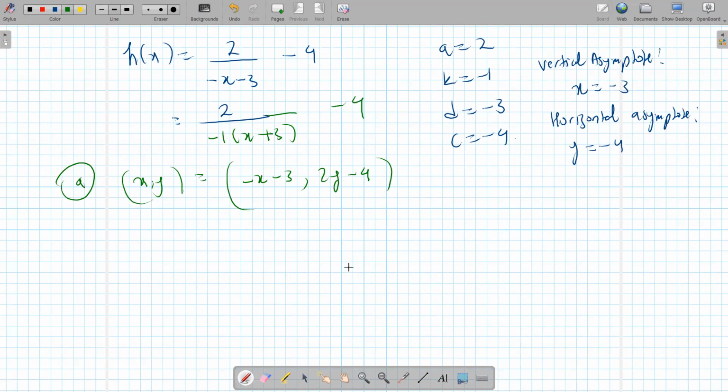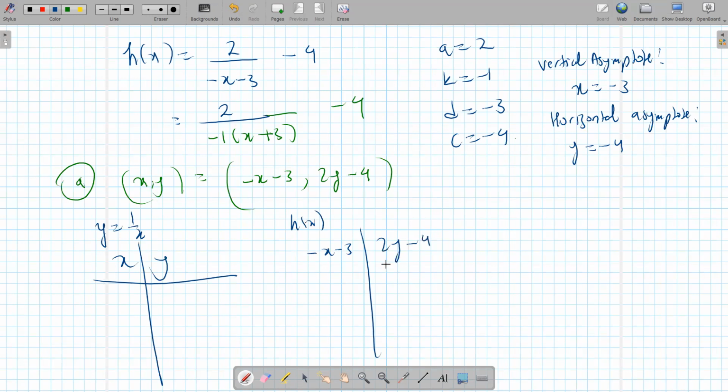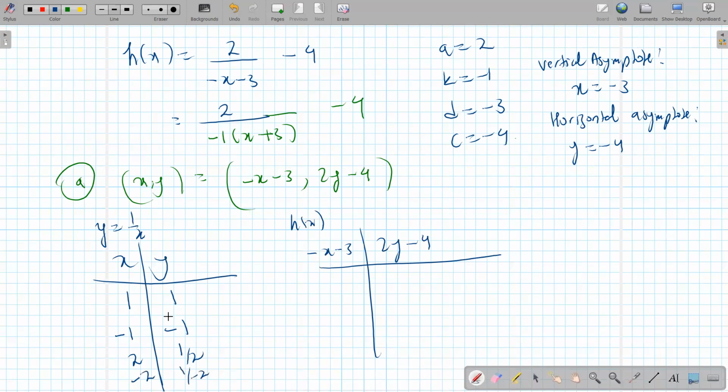For B, find at least 2 points. So we're going to make 2 different tables again. Y equals 1 over x, and then h of x, which is -x minus 3, 2y minus 4. Now for 1 over x, if x is 1, what's the y value? 1. If x is -1, what's the y value? -1. If x is 2, what's the y value? 1 over 2, because it's 1 over x. And -2 would be 1 over -2, right? Yeah. And now we're going to plug that as x in there.